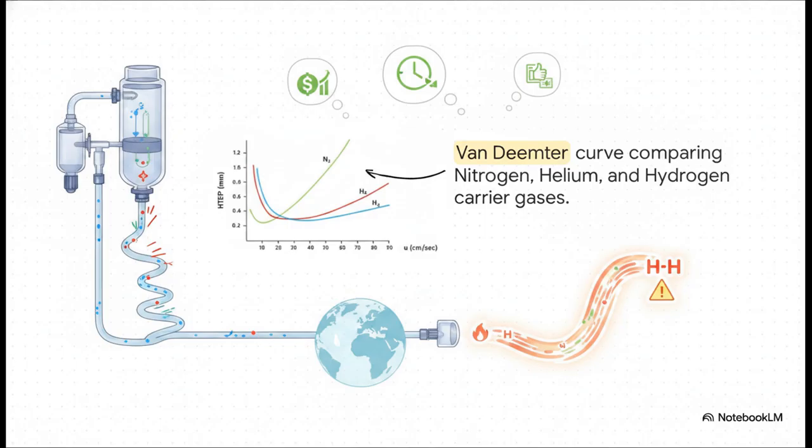Once our sample is vaporized, it needs a ride. Enter the van Deemter curve. This is basically the ultimate cheat sheet for choosing a carrier gas.